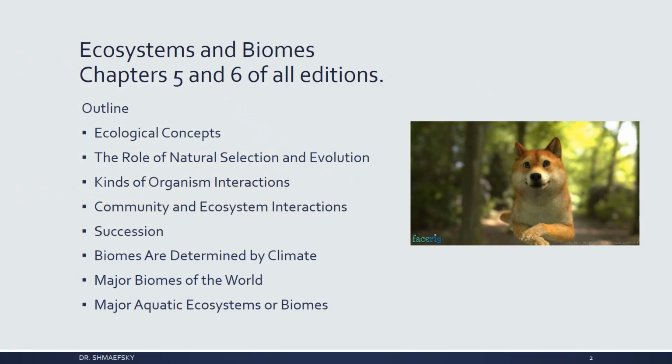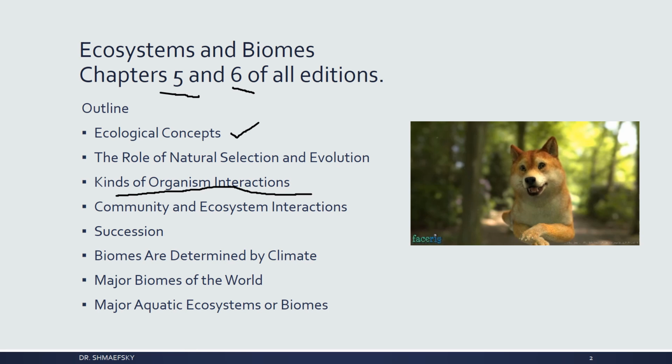We're going to be covering two chapters today, chapters 5 and 6 of all editions of the book. And this is going to look at basically some ecological concepts. This is going to be a lot of material today, but of course it covers two chapters. We're going to look at the role of natural selection and evolution and the kinds of organism interactions, which some of you are probably familiar with, like predator-prey and things like photosynthesis and creatures that eat food.